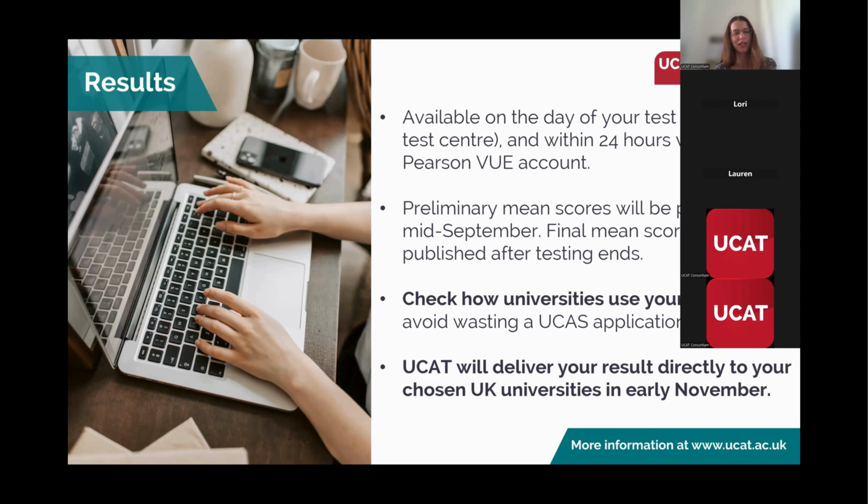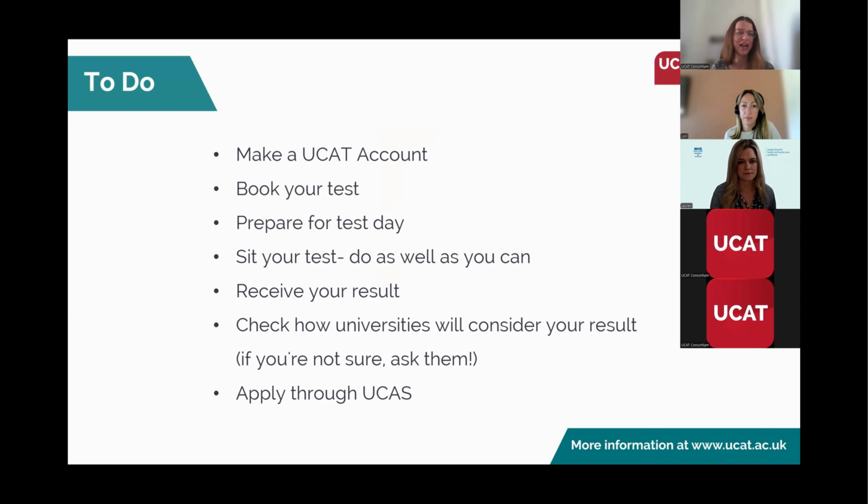So what have you got to do now? First, if you haven't already, make your UCAT account, then get your test booked. Then prepare for test day using those resources on our website. Sit your test, do as well as you can, and then you receive your result. Check how universities are going to consider that in selection, and then apply through UCAS, and we do the rest for you.